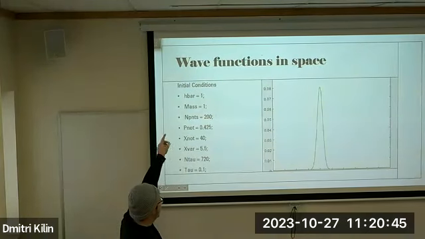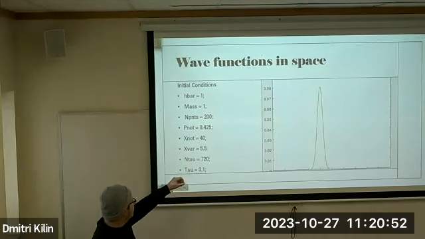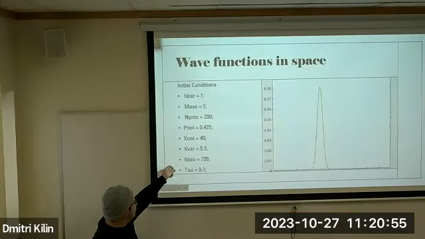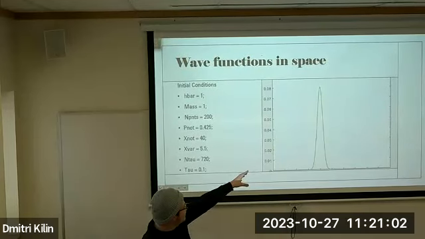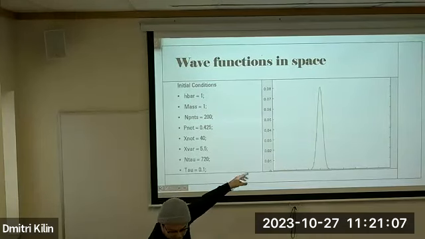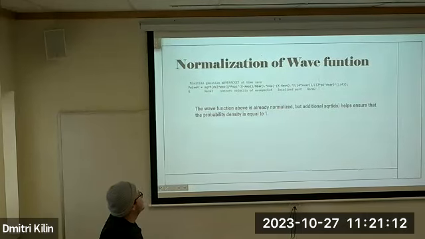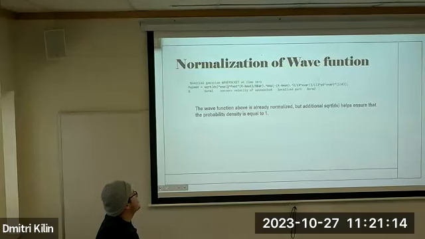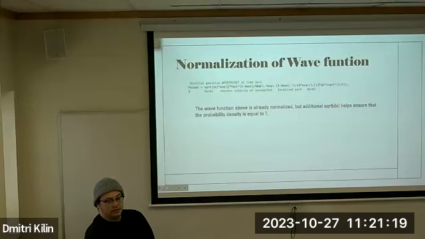So h bar equals 1, the mass is 1. Endpoints is 200. The momentum operator is 0.2425. X, the position operator, is 40. The variance is 5.5. And this is the wave function here in space and time and the initial. And then this is the normalization of the wave function from the code. The wave function is already normalized here, but with the additional square root, it helps ensure that the probability density is equal to 1.